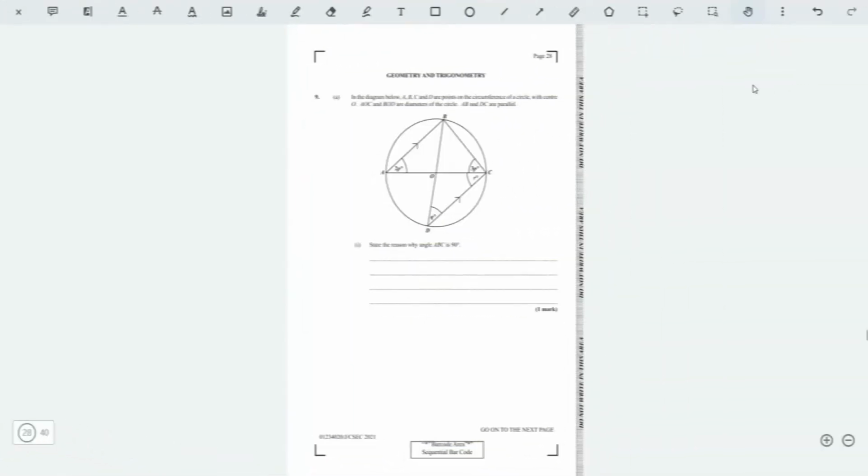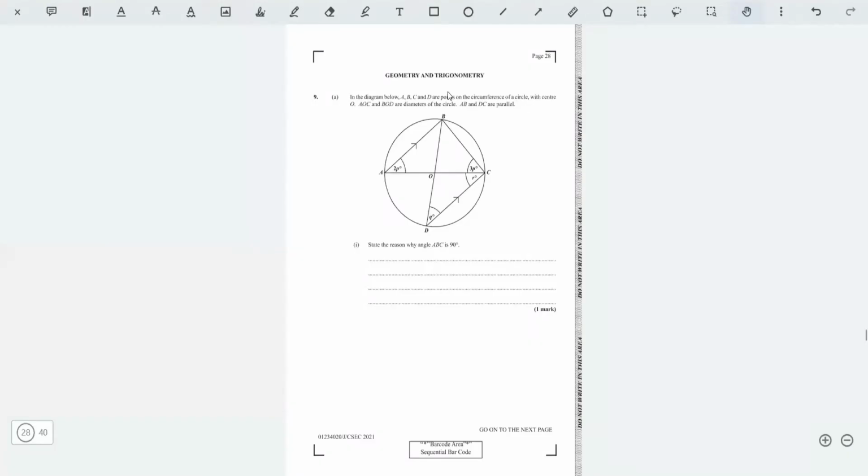Question 9 is geometry and trigonometry. It says, in the diagram below, A, B, C, D are points on the circumference of a circle with center O. AOC and BOD are diameters of the circle. AB and DC are parallel.